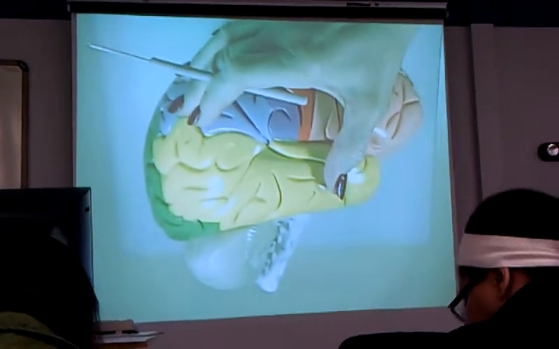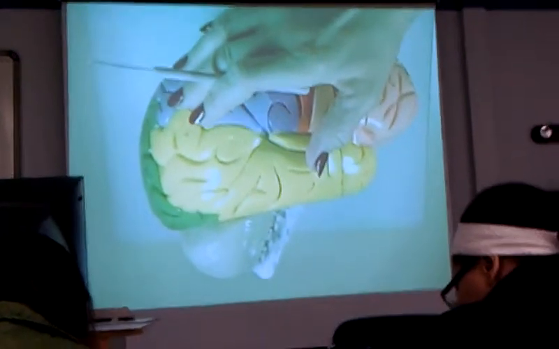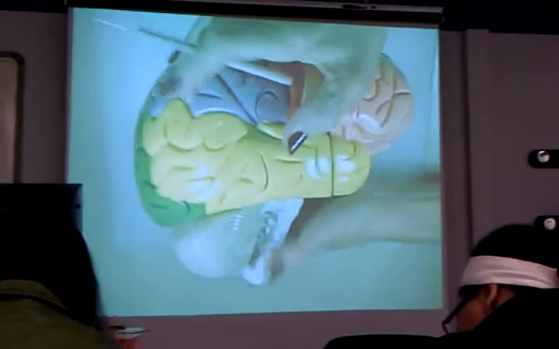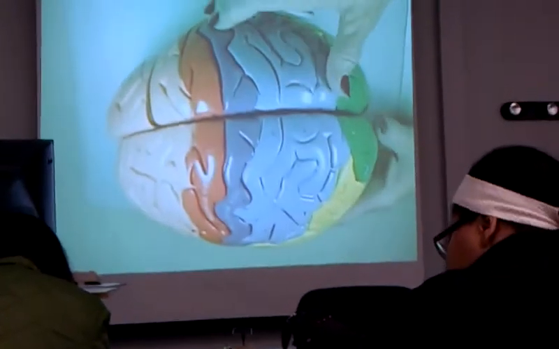Okay, cross out the next one. It's not seen on the models. I don't know why they put it there. Parietal occipital fissure. Just forget that one. One less. Okay, so then let's look at the rest of the brain.